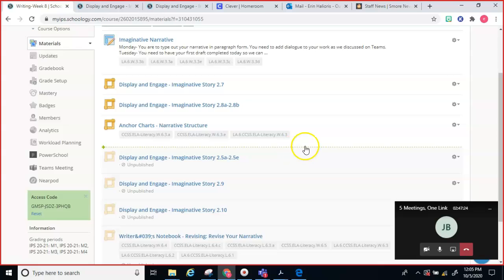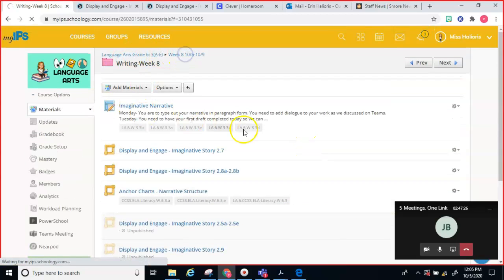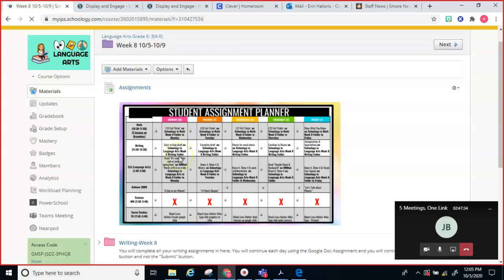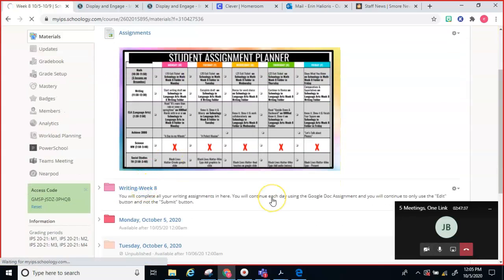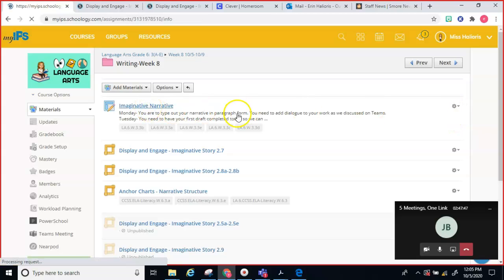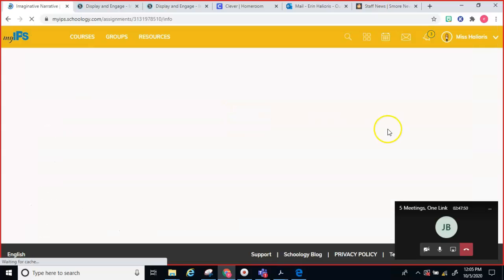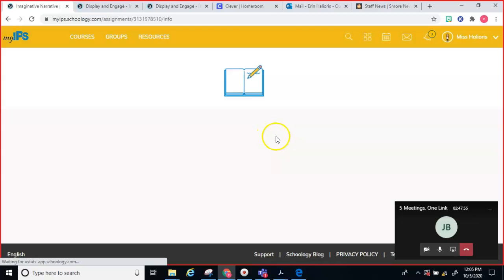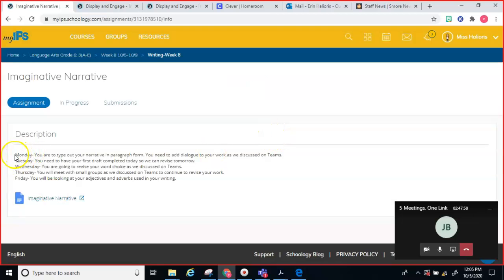Anyways, in your writing folder. Well, so in your week 8 folder, you have a writing folder. Let's get that much down. It's a lovely pink color. So you still have your imaginative narrative that you did from last week. It'll take you to your same exact document. Hopefully no one submitted it. I wrote directions on this one for every day this week. So today is Monday. You are to type out your narrative in paragraph form.